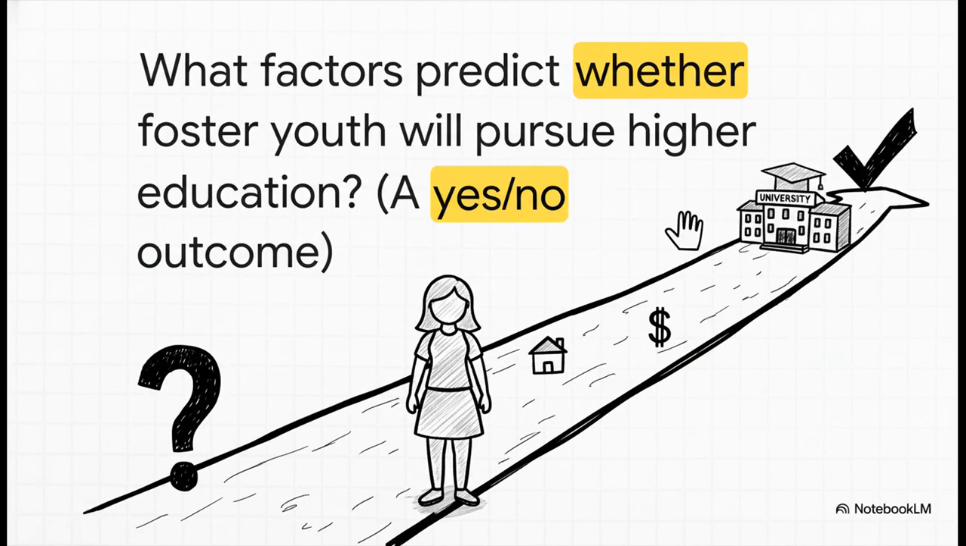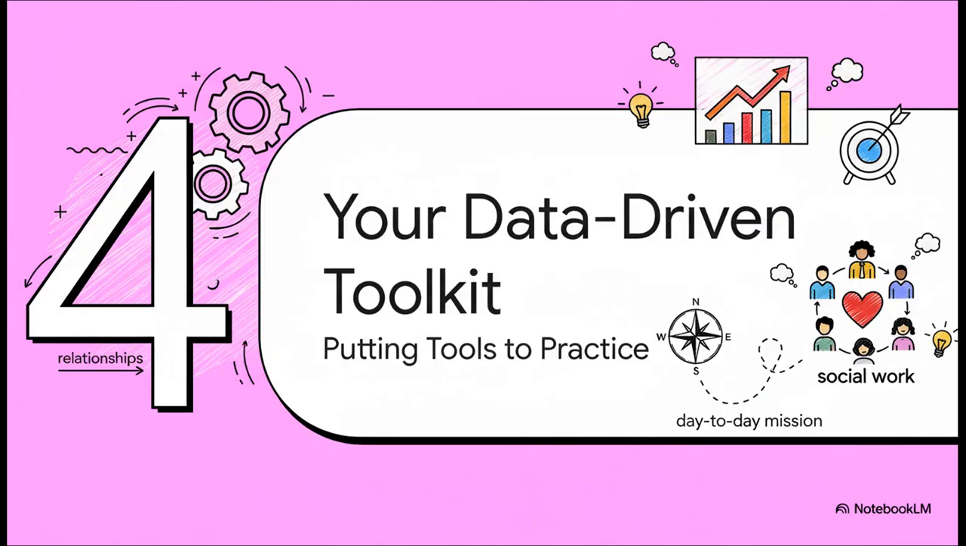And here's the other side of the coin for logistic regression. The magic word here is whether. The outcome isn't a score, it's a binary yes or no question. Will they or won't they? This is an incredibly powerful tool for understanding risk and predicting success factors. Okay, so we've got our two main tools in the toolkit, correlation for finding relationships and regression for predicting outcomes.